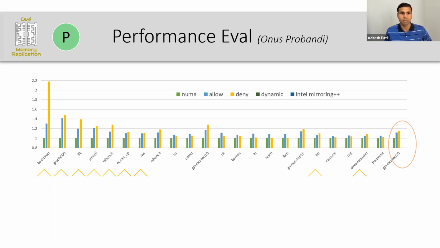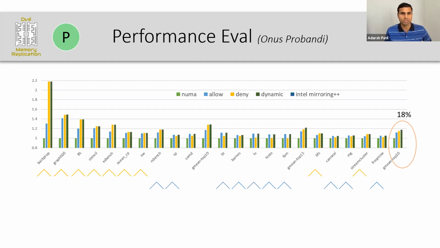10 benchmarks show better performance with a deny-based protocol, while the other workloads show better performance with an allow-based protocol. This is attributed to the inter-socket sharing characteristic of the workload. Further details of this analysis are available in the paper.